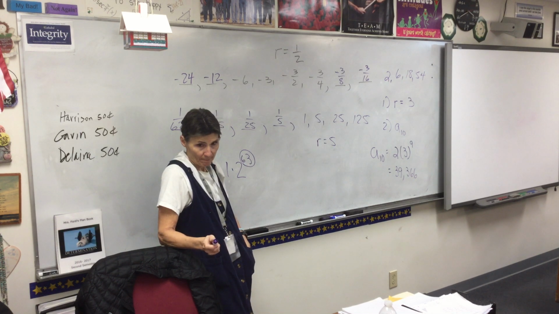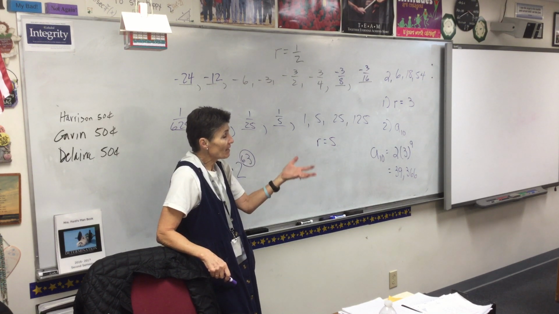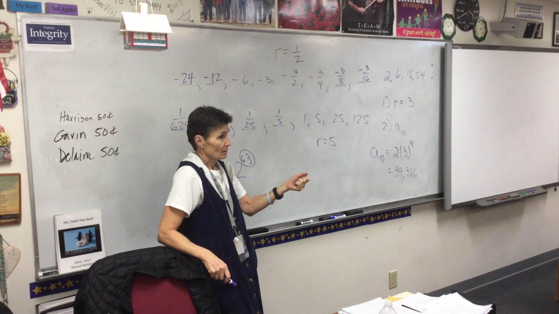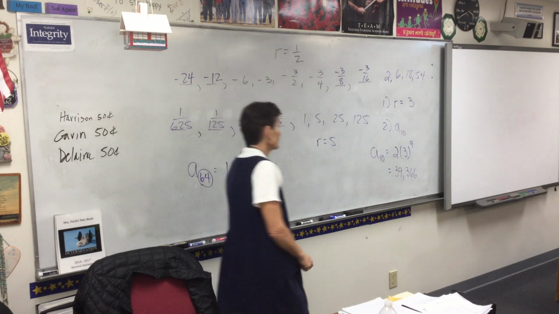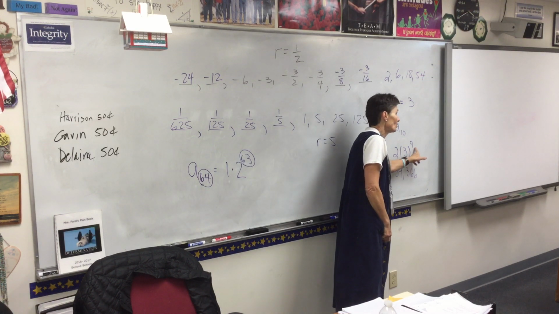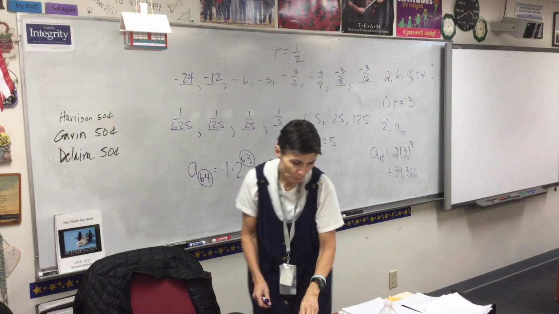Okay, so one more time before we turn the page, go on to the next problem. How did we find the 10th term? We took our starting term and we multiplied it by our ratio to the 9th. All right, let's look at the next one.